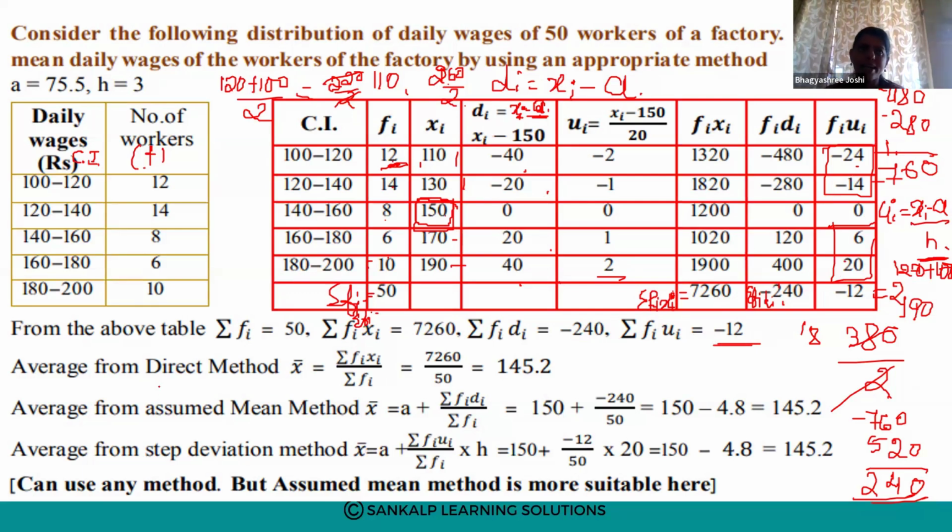Okay, so direct method. First, we'll calculate the mean by the direct method. From the direct method, the formula is x bar is equal to sigma Fi Xi divided by sigma Fi, which is equal to 7260 divided by 50.